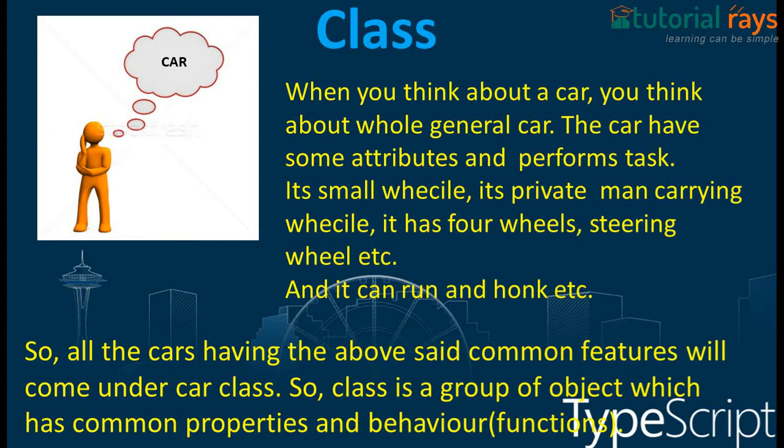These are the behavior or functions of the car. All the vehicles having the above-said common features will come under the car class. So a class is a group of objects which has common properties and behavior. As you can understand, the class is virtual. The class is imaginary. We just think about it, and it doesn't exist physically. And a car has two things: the first one is attributes or properties, and another one is its function or work.